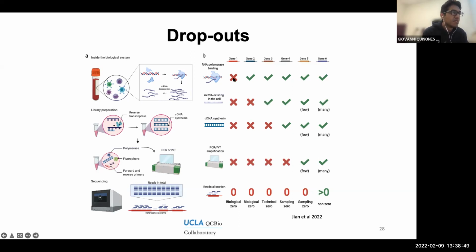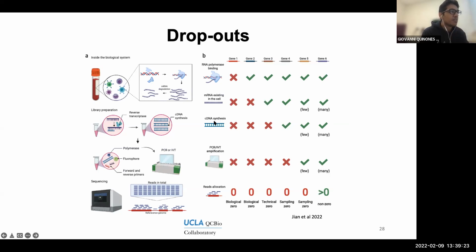And as you can imagine, for gene 1, since it wasn't expressed in the first place, then of course there's nothing to degrade, so it also continues to be a zero. For gene number 3, this is the scenario where the gene was synthesized, where it survived the degradation. But then in this step of the cDNA synthesis, it was not successfully converted to DNA.